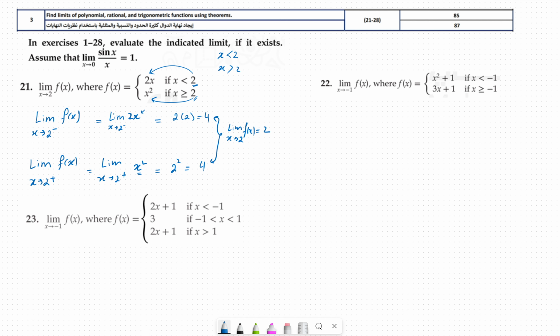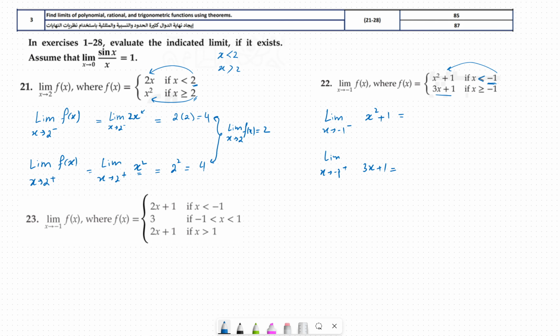Now we go to the next one. Again, I see a piecewise function. They want the limit as x approaches minus 1. So directly I say limit as x approaches minus 1 from the left, limit as x approaches minus 1 from the right. Again, the first time that the minus 1 appears, this is the left, or you can say since left means less, x is less than minus 1. So here is x squared plus 1. Now minus 1 from the right is 3x plus 1.